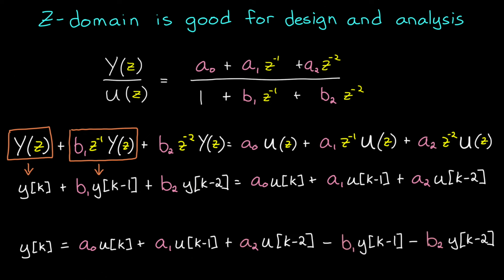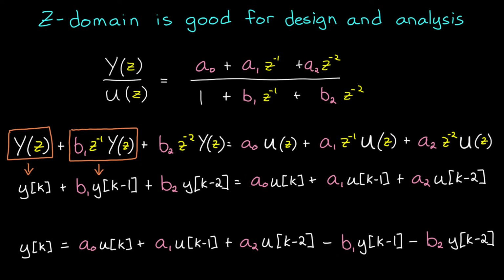And here's how we can read this. The output of the filter at the current time step is equal to the scaled input at the current time step plus the scaled input from the last 2 sample times minus the scaled output from the last 2 sample times. And this is pretty straightforward to code, right? I mean, it's just buffering a few past data points and then scaling them and summing them together.